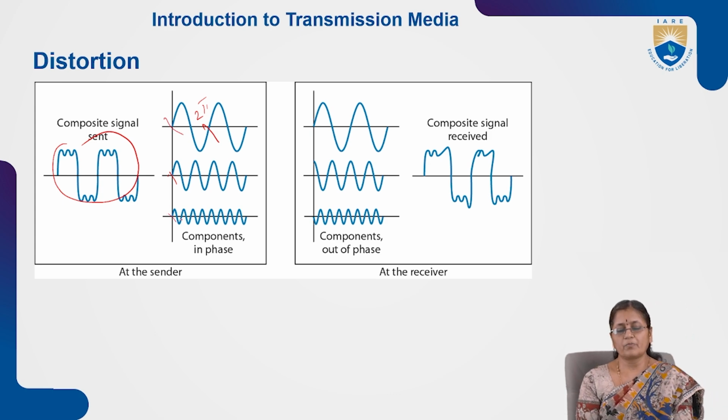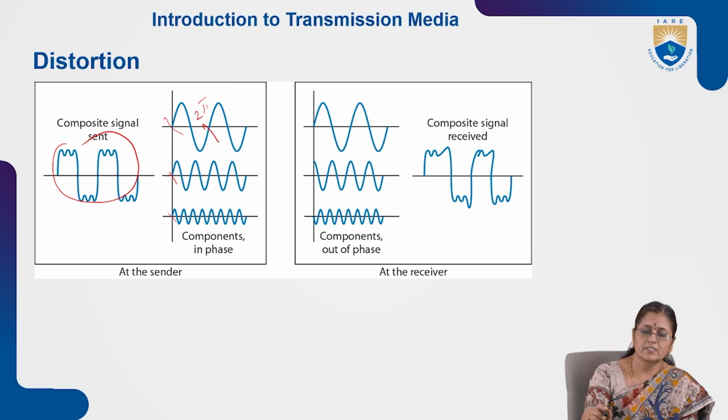We call these components in phase because all are starting at the same phase angle. At the receiving end, these are the signals. If there is a distortion present at the receiver, when it travels through a transmission media, a distortion occurs in the signal. Here the first signal is starting at 0, but after some time, due to the transmission media impairments, due to distortion, there occurs a change in the phase.